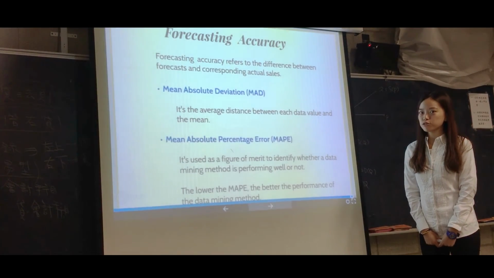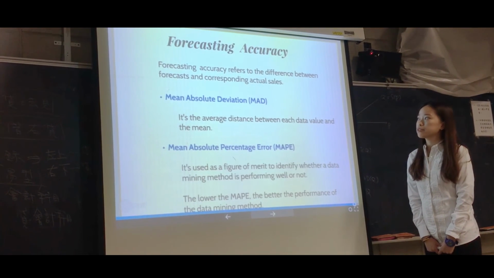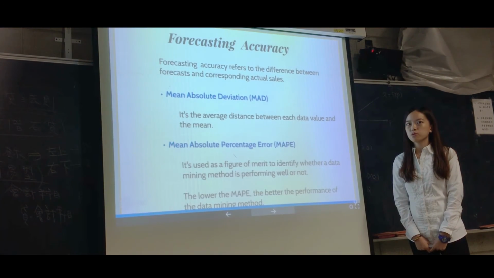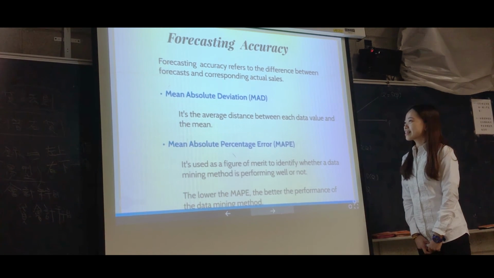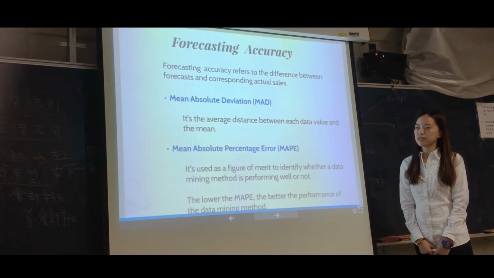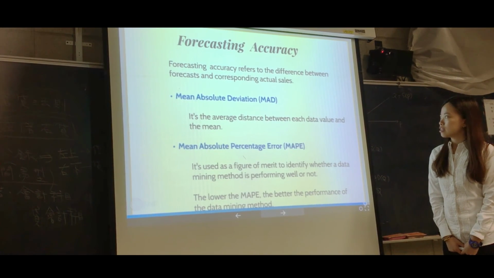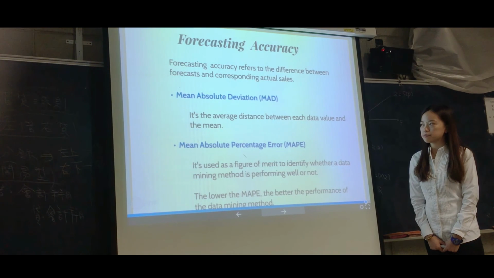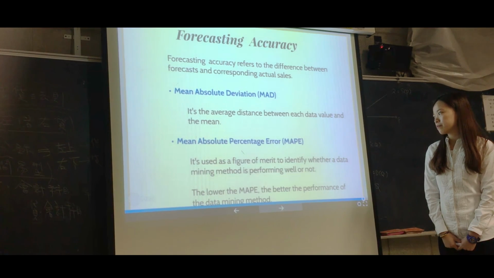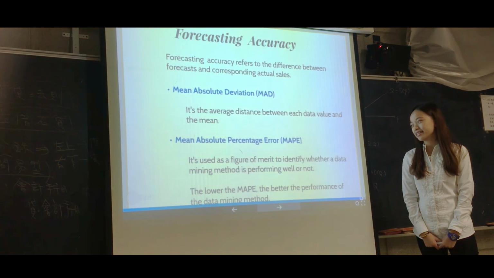And now I'm going to talk about forecasting accuracy. It refers to the difference between the forecast and the corresponding actual sales. And when a company wants to compare forecasts, they will calculate these 2 things. The first one is mean absolute deviation. It's the average distance between each data value and the mean. And the next one is mean absolute percentage error. It's used as a figure of merit to identify whether a method is performing well or not.